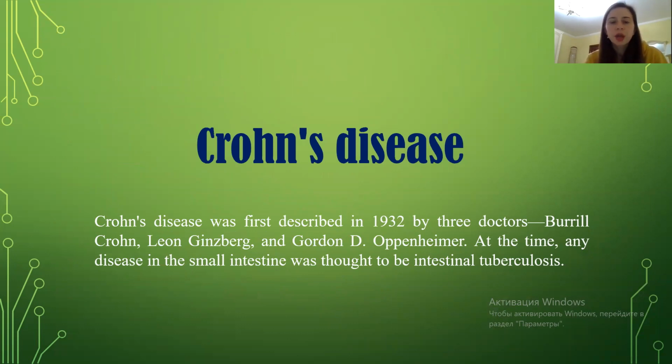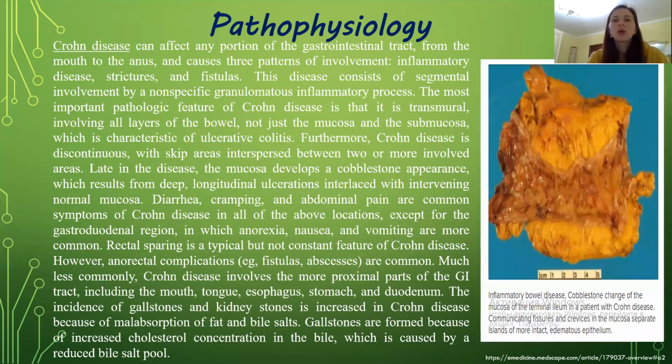Crohn disease. Crohn disease was first described in 1932 by three doctors, Burrill Crohn, Leon Ginzburg, and Gordon D. Oppenheimer. At the time, any disease in the small intestine was thought to be intestinal tuberculosis. Crohn disease can affect any portion of the gastrointestinal tract from the mouth to the anus and causes three patterns of involvement: inflammatory disease, strictures, and fistula.